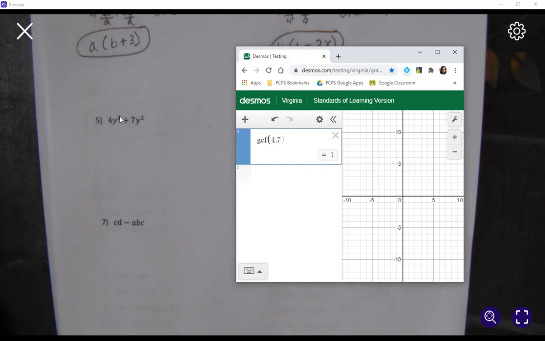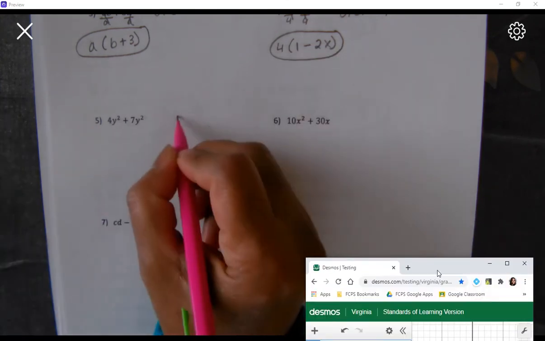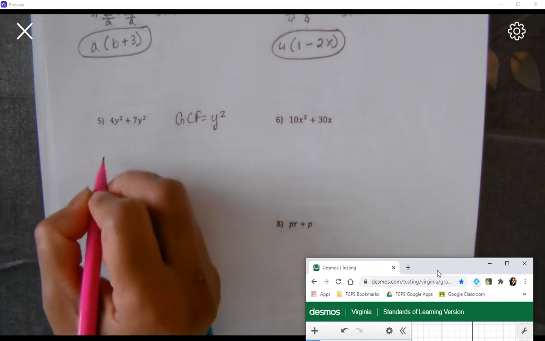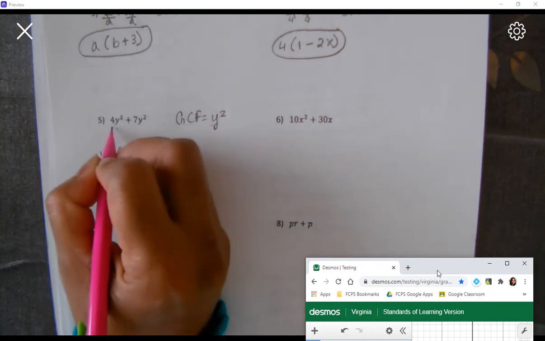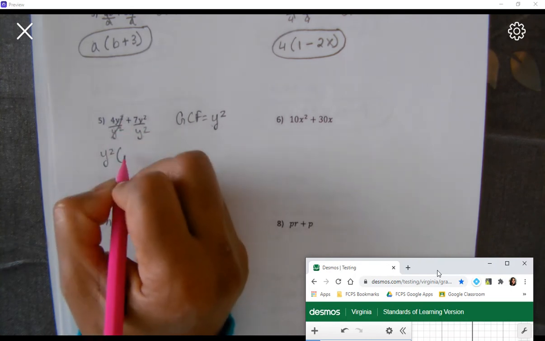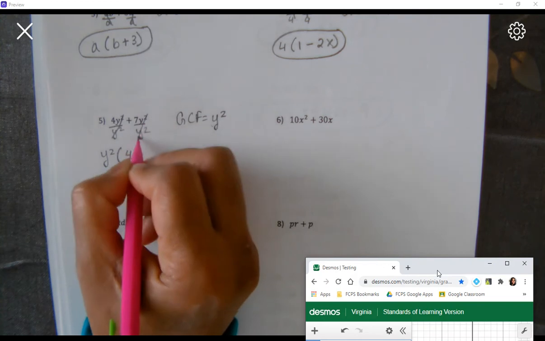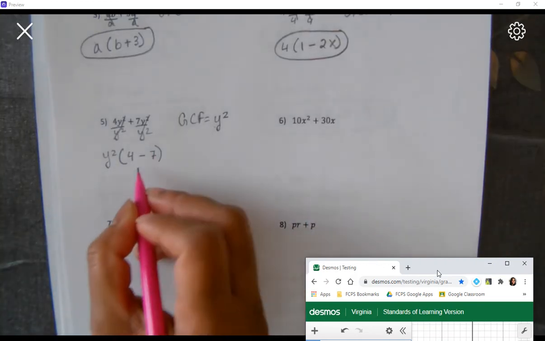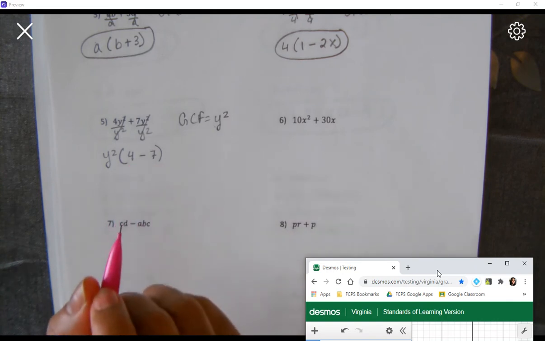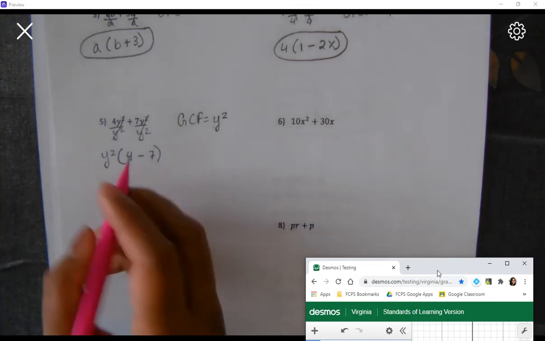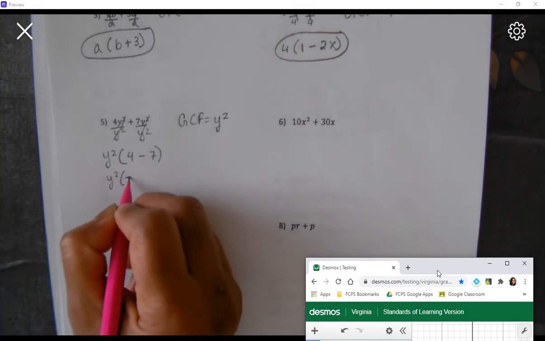But you notice that there's a y squared and a y squared here, so my greatest common factor here is a y squared. Okay, so that's what I'm going to factor out. So you have here y squared, that crosses out, and you have a 4 minus a 7. Now here, you can go ahead and just combine these two. So 4 minus 7 is -3.